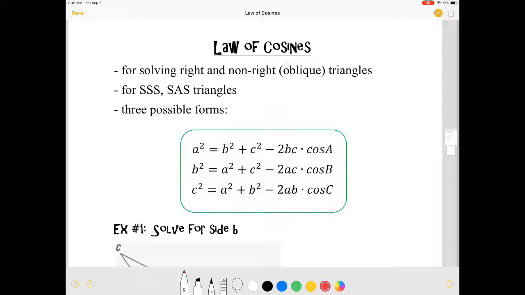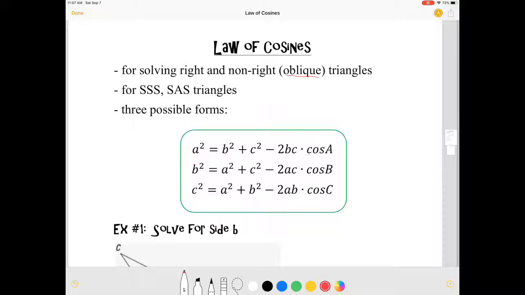Hello everyone. In this video we're going to be looking at how to use the law of cosines to solve triangles. So in the first point here, the law of cosines is used for solving right and non-right triangles. And just a reminder that non-right triangles are also called oblique triangles.